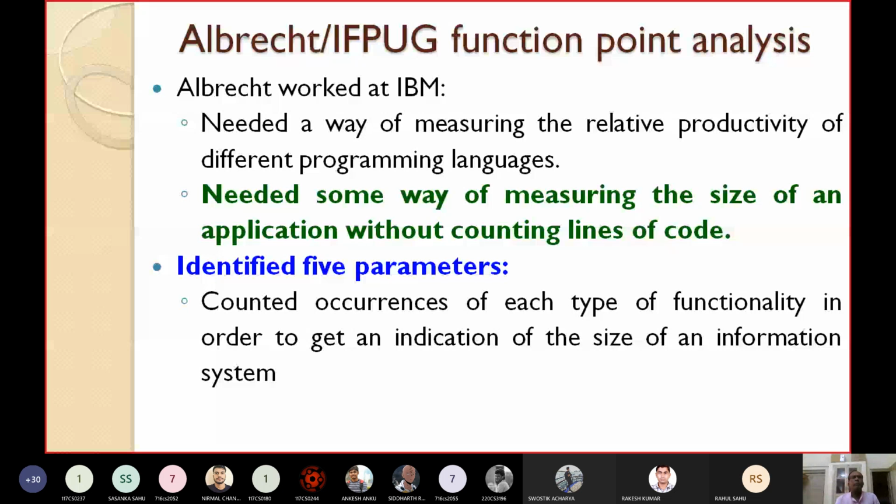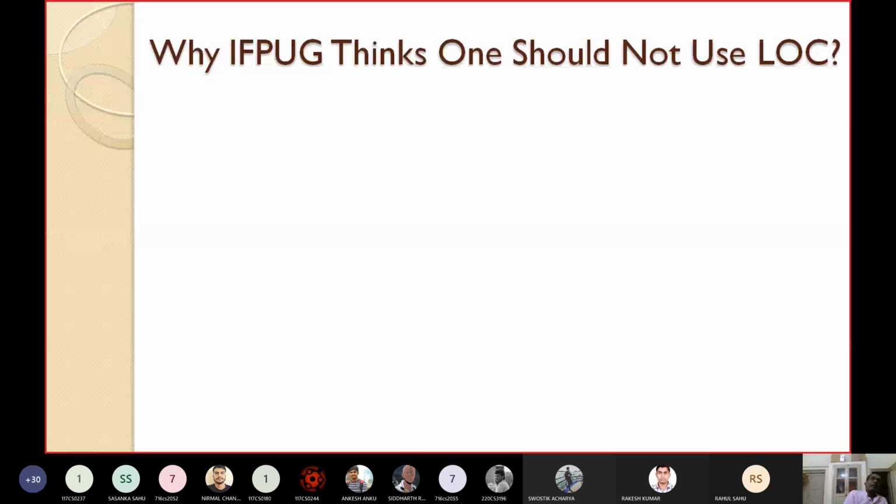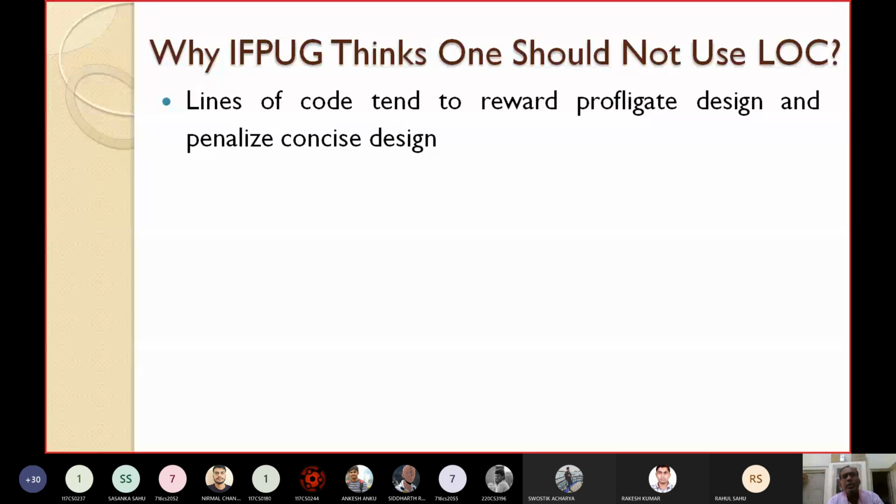So let's see the reason why the IFPUG group thinks one should not use LOC. I have already told you so many drawbacks of LOC in the last class. Let's summarize again. Number one, the lines of code tend to reward profligate design and penalize concise design. Isn't it? It penalizes concise design.